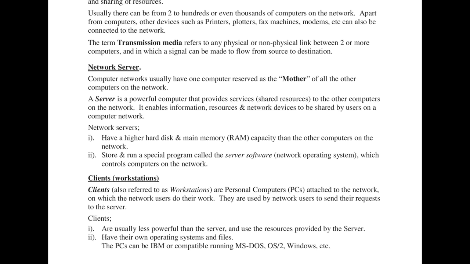Then for a network to work, we need to have a server or a network server. A server is a powerful computer that provides services, that is shared resources, to other computers on the network. Those other computers are referred to as clients because they depend on the server.